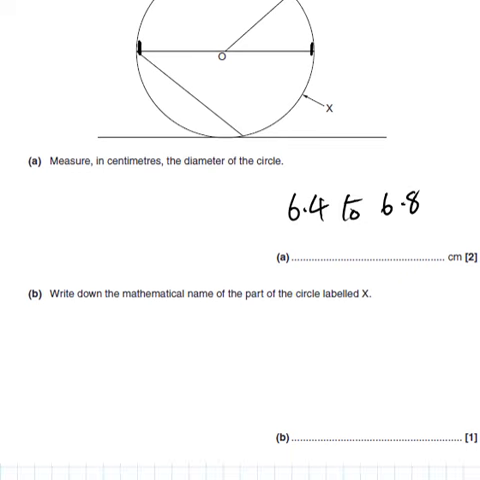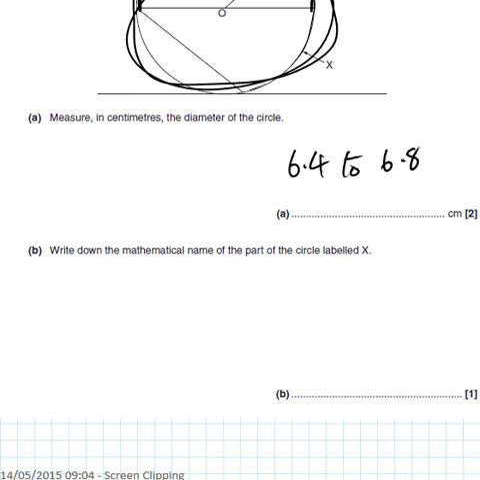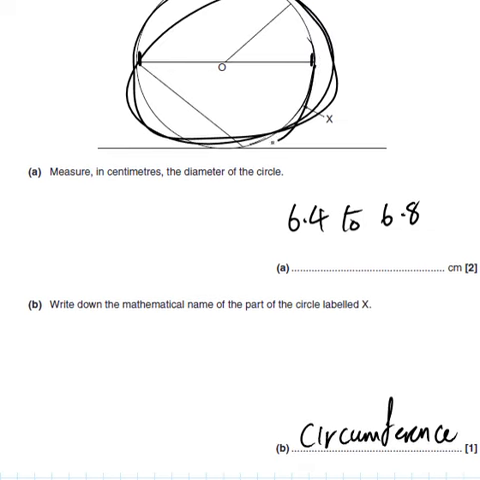And write down the mathematical name of this x here. So it's assumed that it's all the way around the circle. That's appalling what I've just done. But it's all the way around and that's called the circumference. What they have allowed though is if you've put arc, because you actually thought it was just part of this circle here, so I'll just do that in a different colour. So if you just thought it was that part, then they are allowing arc as well, because that's part of the circumference.